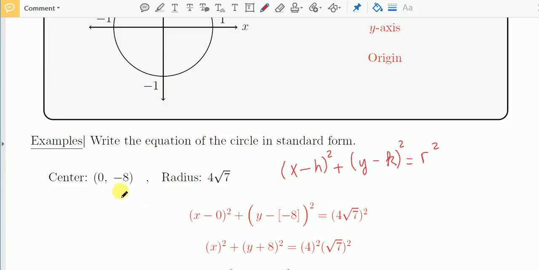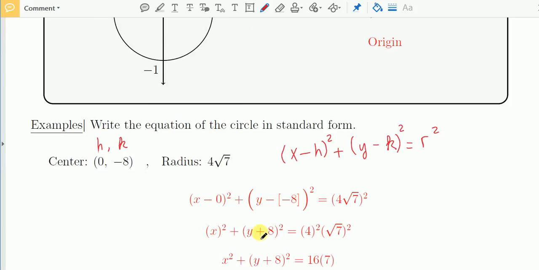Now the center is represented by h and k. In this case, h is 0, so I plug in 0 for h. k is minus 8, so minus 8 squared, and the whole radius squared. Now x minus 0 is nothing, so you have x squared. Minus minus becomes plus, and you have the square outside.